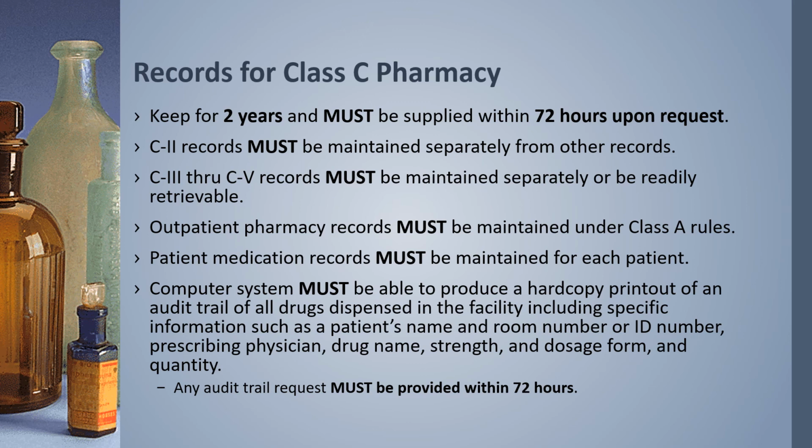C2 records must be maintained separately from all other records. C3 through C5 records, which are controlled substances Scheduled 3 and 5, must be maintained separately or be readily retrievable. And that readily retrievable can be in quotation marks, and we'll talk about that as we get to the controlled substance part of the lecture later. Outpatient pharmacy records must be maintained under Class A pharmacy rules, a lot of times 2 years.